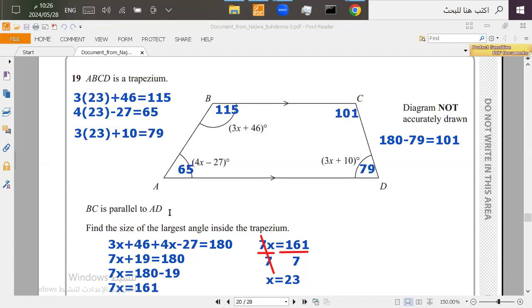So the measure of the largest angle inside the trapezium will be what? Very good. It will be 115. And this is how you answer a question like this. So focus on finding the value of x and then substituting inside the angles and finding the values of the angles. Now, let's move on to the next question.